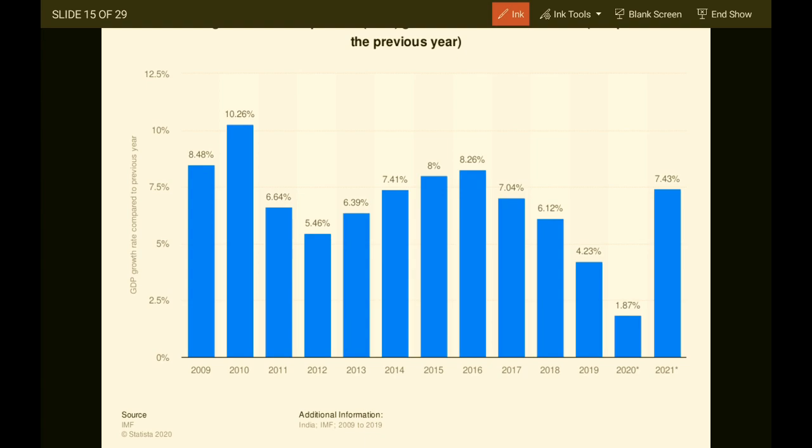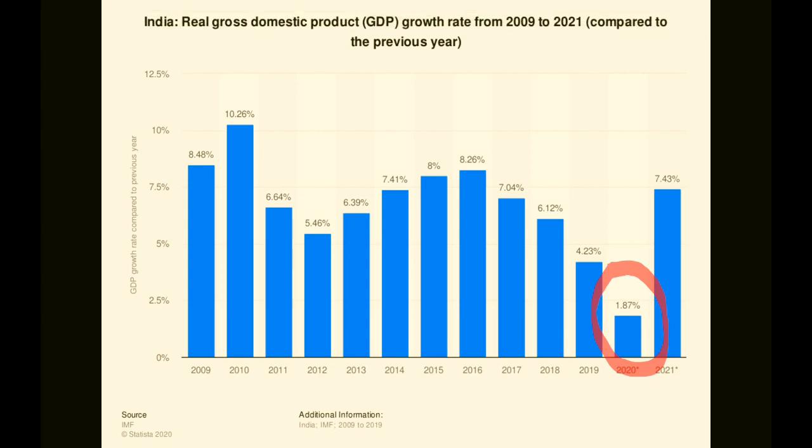Okay, in 2016 it was 8.26%. And in 2017 it was 7.04%, and in 2018 it was 6.12%. In 2019 it was 4.23%. In 2020 you can see the condition of GDP now. It is the lowest GDP compared to the previous years from 2009. Can you see 1.87%? It is so low, but assumptions are being made that in 2021 the GDP will be increasing at 7.43%.